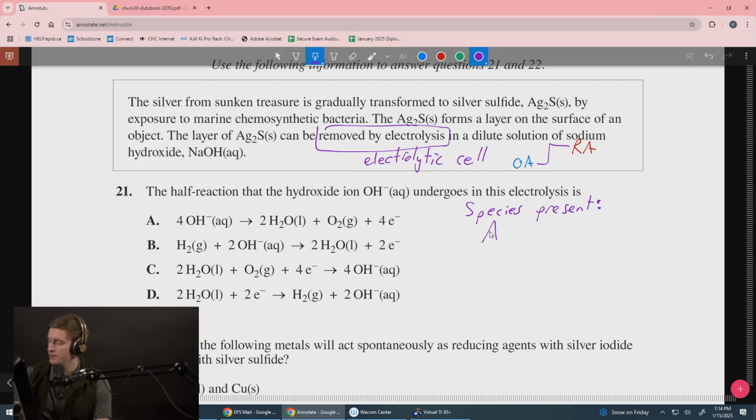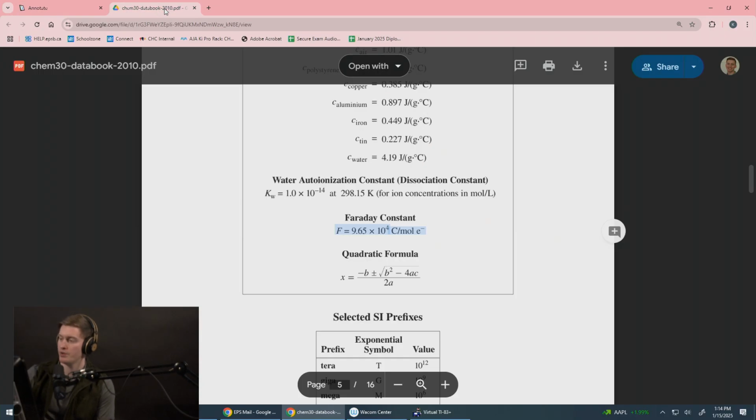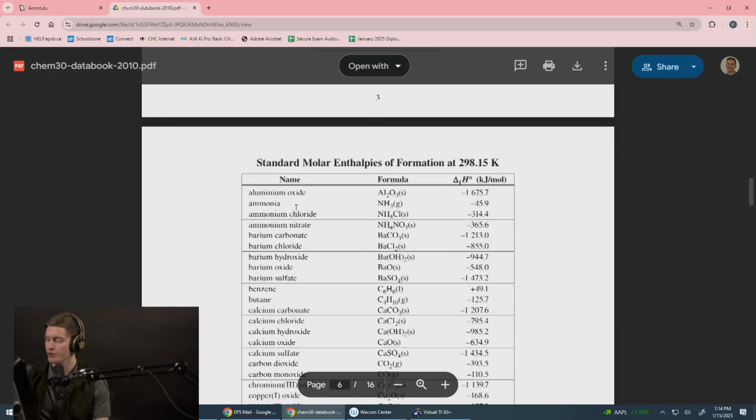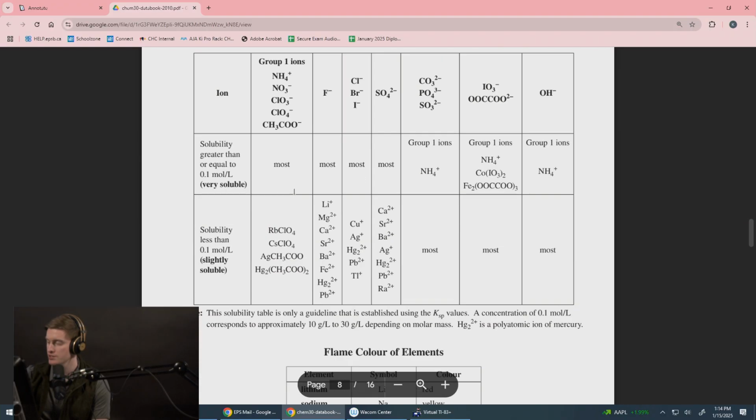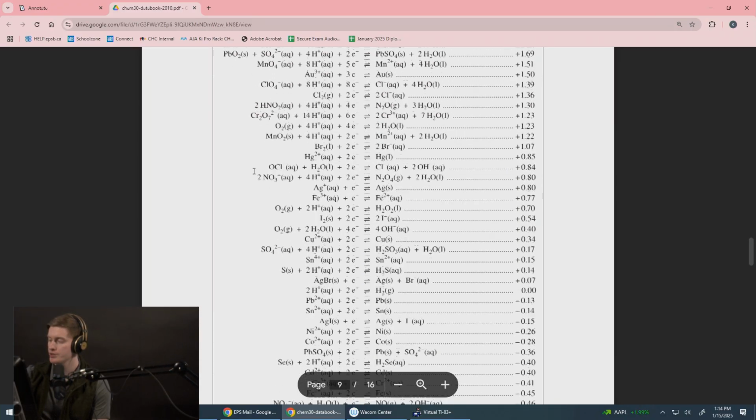We have silver sulfide, we have water, and we have a hydroxide, and we also have sodium. Let's take a look at our redox table in the data booklet and then figure out what are our oxidizing agents and what are our reducing agents.